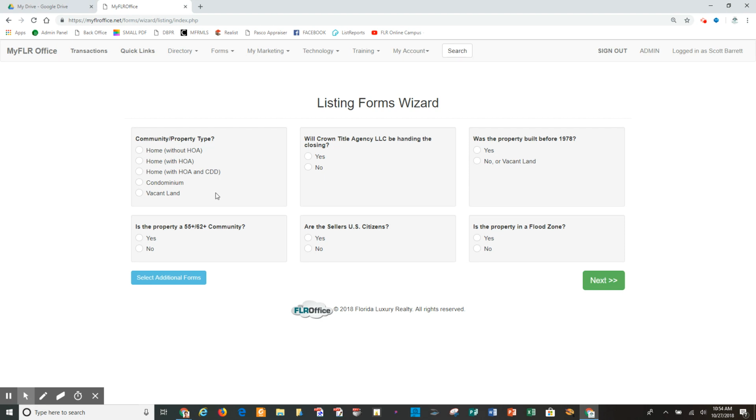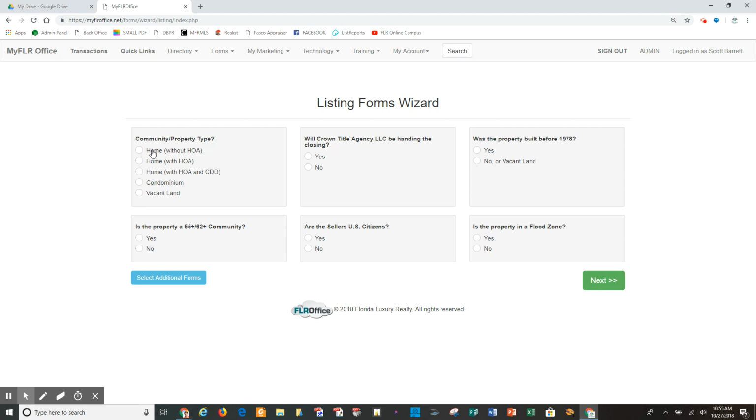So, community property type. It's already going to establish the listing agreement based on the answer to this question. It is going to determine which listing agreement and any additional documents or disclosures should ride with the listing agreement, depending on the property type in the community in which the property is located. My options are home without an HOA, home with an HOA, home with HOA and a CDD, a condominium, and vacant land.